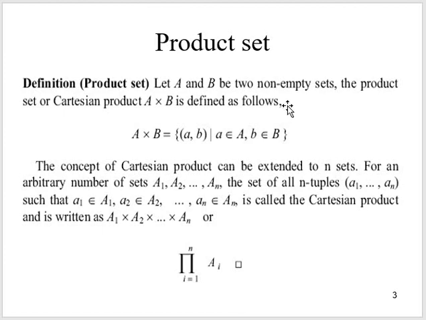Let A and B be two non-empty sets. The product set or Cartesian product A cross B is defined as the set of all ordered pairs (a, b) such that a is an element of A and b is an element of B.